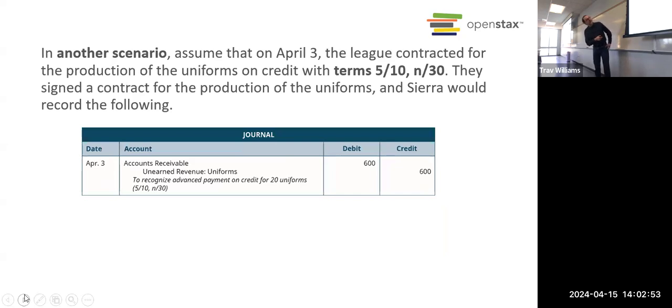Here's another scenario. There were terms of 5, 10, net 30. This is an interesting journal entry because the team and the company have come to an agreement that the team is going to pay later for the uniforms and the company is going to provide the uniforms later. So really, there is no product that's been delivered. There is no payment that's been received. It's just promises on both sides, but it's still a journal entry.